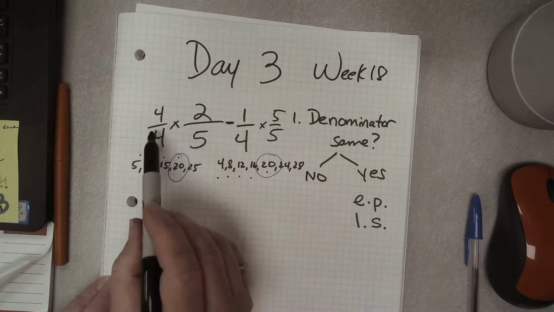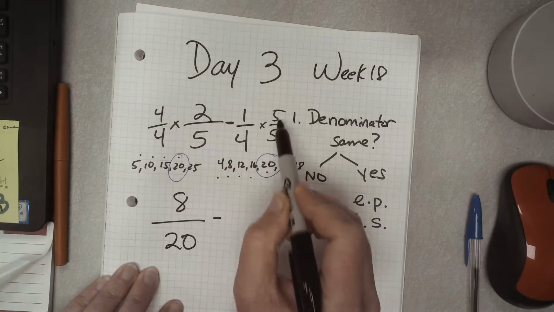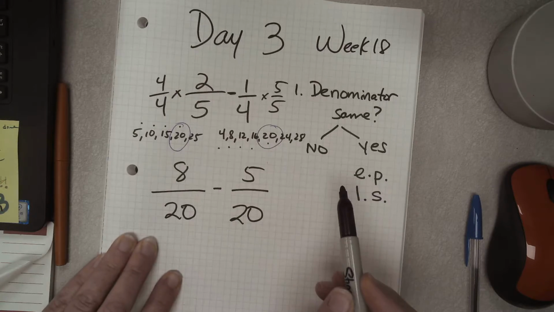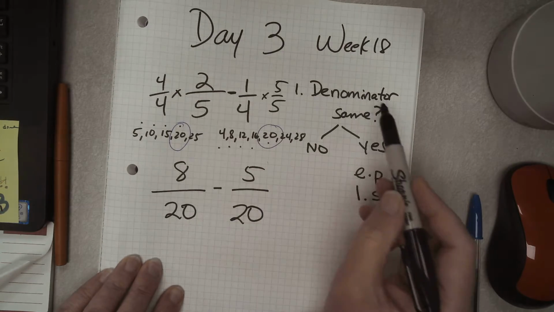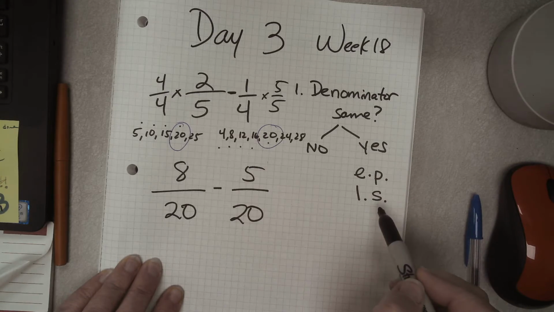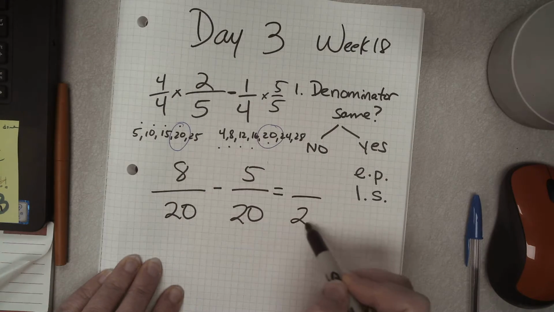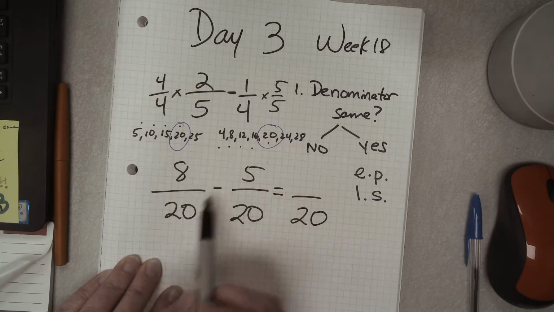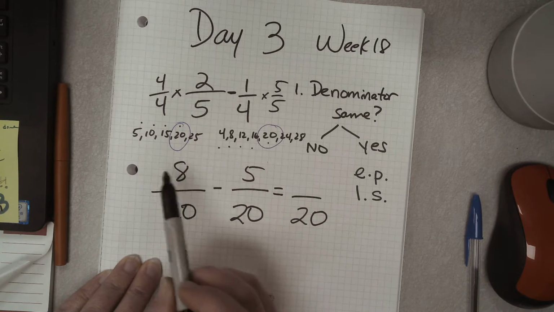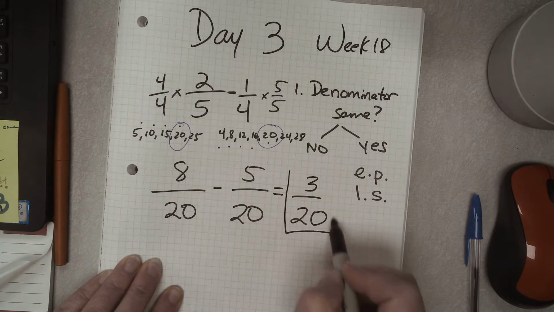Okay, so we have 4 times 2 is 8. 4 times 5 is 20. Then we have 1 times 5 is 5. 4 times 5 is 20. Now, I'm back to here. Do I have the same denominator? Yes. Now it's easy peasy lemon squeezy. When I have like denominators, I keep that. I'm not changing that. I chose 8 parts out of 20, and I'm subtracting 5 parts out of 20. So 8 minus 5 is 3. And that's my answer.